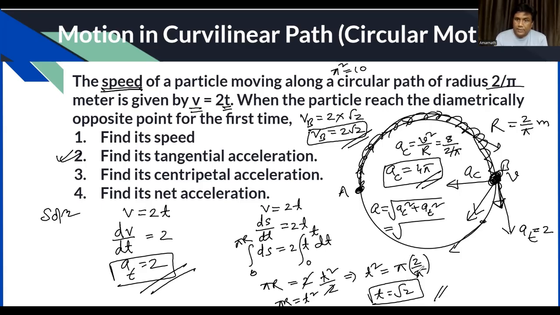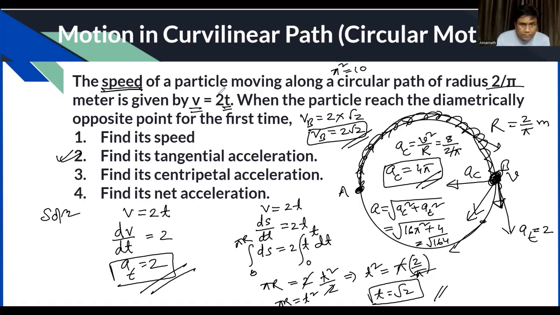So pi got cancelled. Now net acceleration is AC square plus AT square. So AC square is 16 pi square. And AT square is 4. So if you want, you can write it as 164 only, because pi square is 10. So 16 pi square is nothing but 160 plus 4, 164. If you can simplify it, no problem.